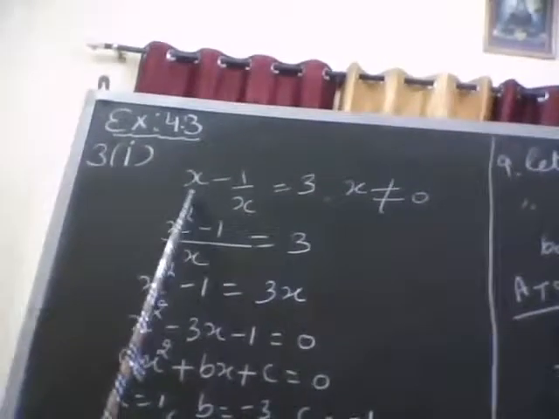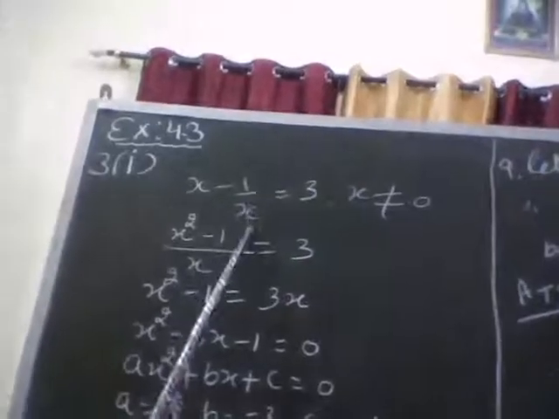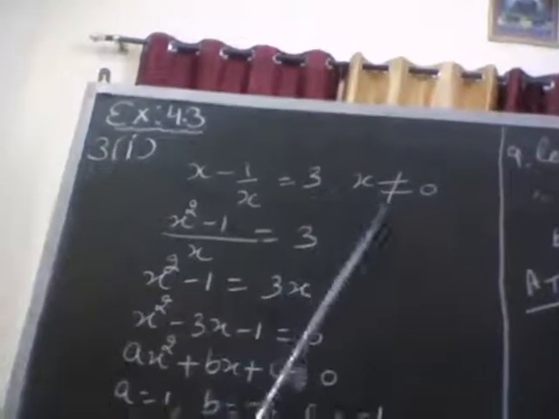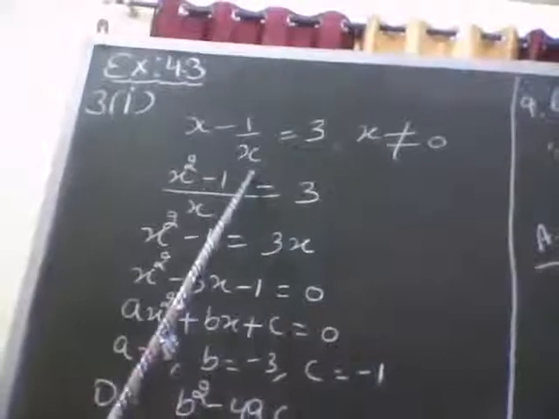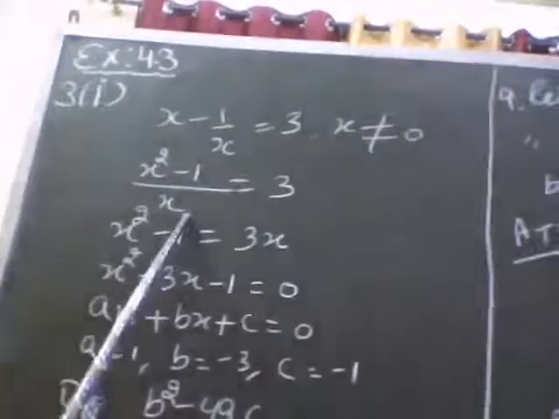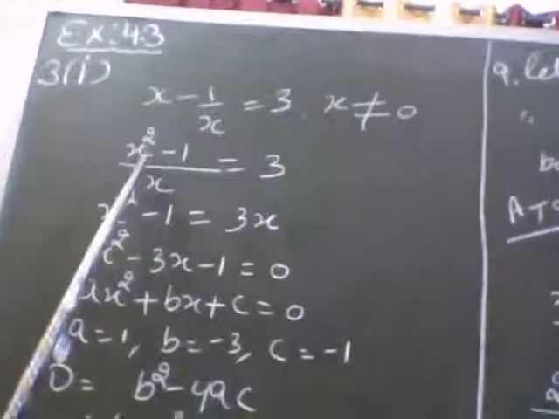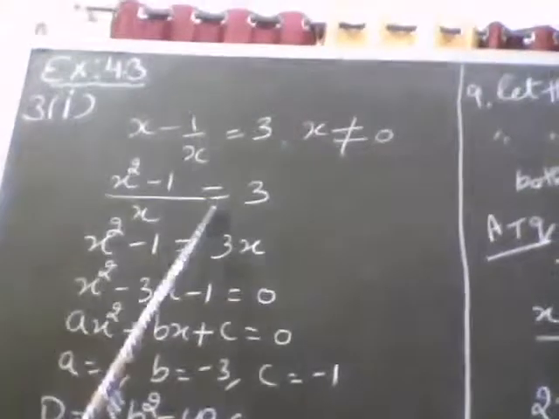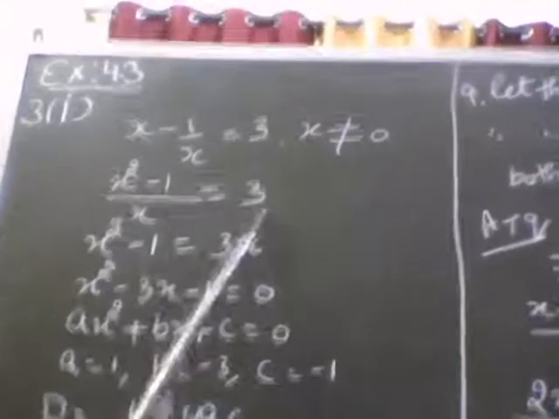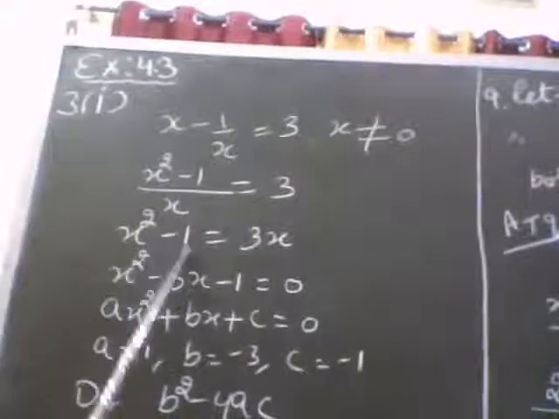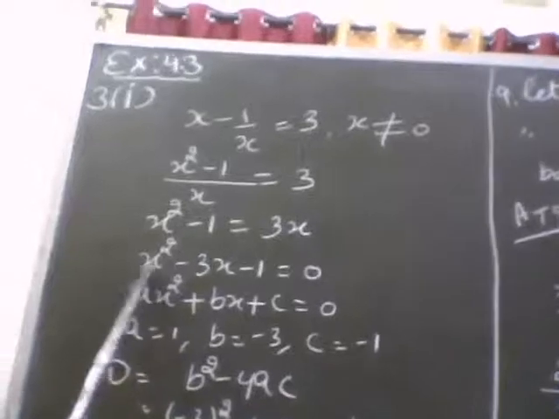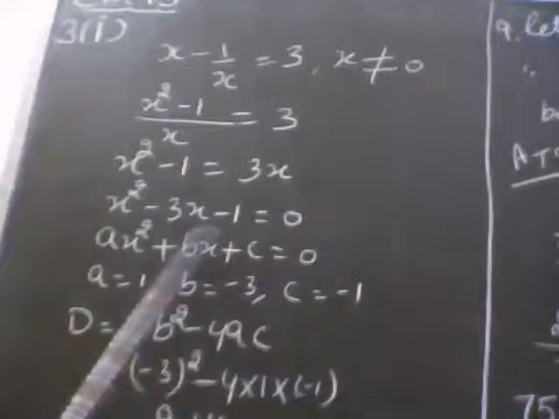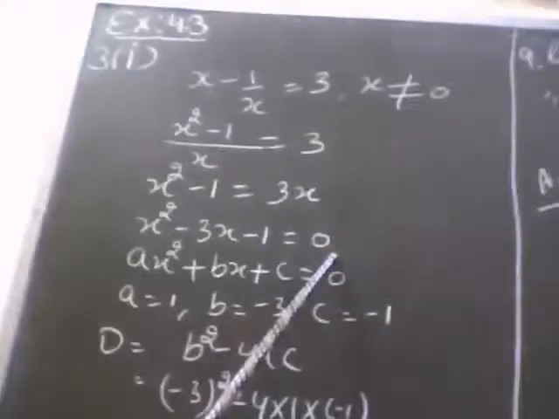This is the equation x minus 1 upon x is equal to 3, where x is not equal to 0. Now see how we'll solve it. First of all, we'll take LCM. LCM will be x, and here it will become x square minus 1 equal to 3x. Now by cross multiply, x square minus 1 will be equal to 3x. Now 3x will come to this side. It becomes x square minus 3x minus 1 is equal to 0.